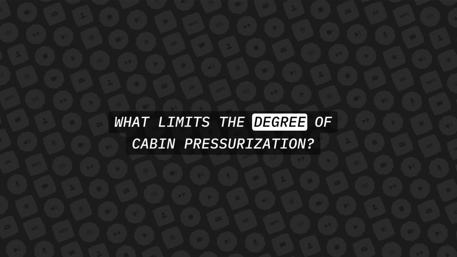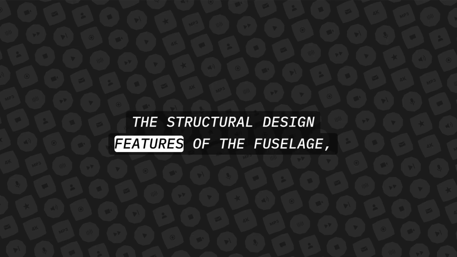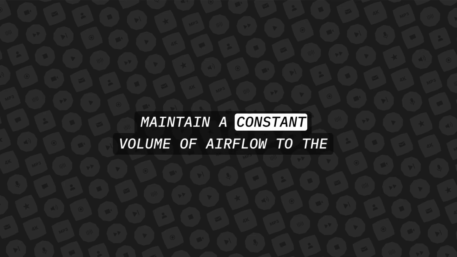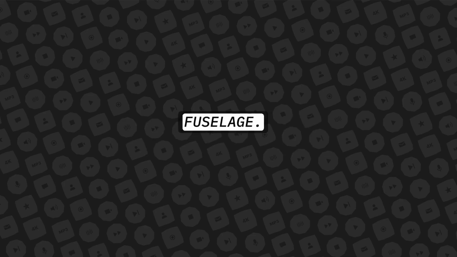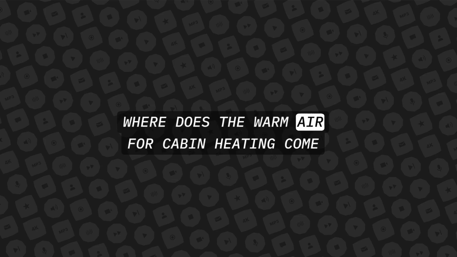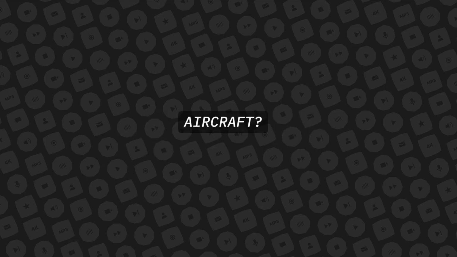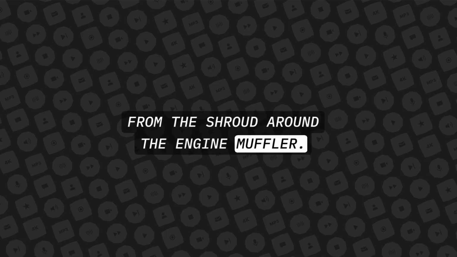What limits the degree of cabin pressurization? The structural design features of the fuselage, and the capacity of the superchargers to maintain a constant volume of airflow to the fuselage. Where does the warm air for cabin heating come from in most small reciprocating engine aircraft? From the shroud around the engine muffler.